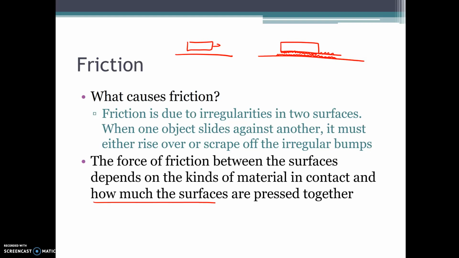If you slide your hands across one another really lightly, there's a certain amount of friction. If you push really hard, there's a different amount of friction, and you can feel that. You can feel that your hands get hotter more quickly if you're pushing them together harder. And that is the only two things that friction depends on: the kinds of materials and how much those surfaces are pressed together.